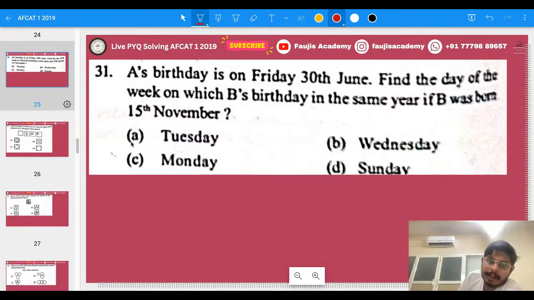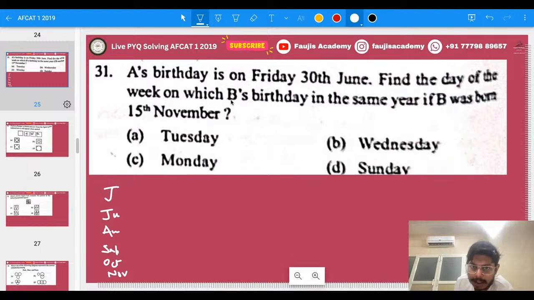Okay. 31. A's birthday is on Friday, 30th June. January, February, March, April, May, June. June, July, August, September, October, and November. So it's basically asking, then, B's birthday is on the same year, 15th November. What is the date? June 30th is your Friday. Then July 1st will be your Saturday.